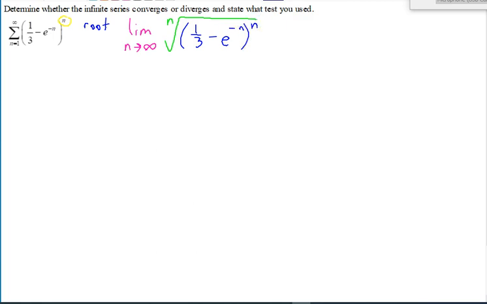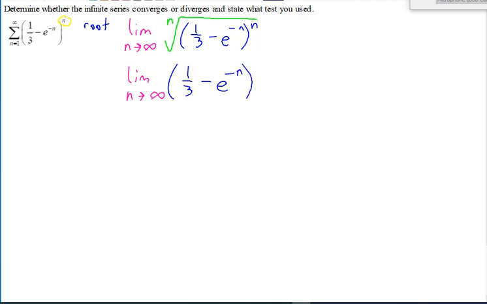And just like if this was a square root and the square, they'd cancel out. Cube root and a cube, they cancel. The same root with the exponent, those are inverse functions. They cancel each other out. So what we're left with is just the limit as n approaches infinity. All that's left is 1/3 minus e to the negative n. Sorry about the bell there.